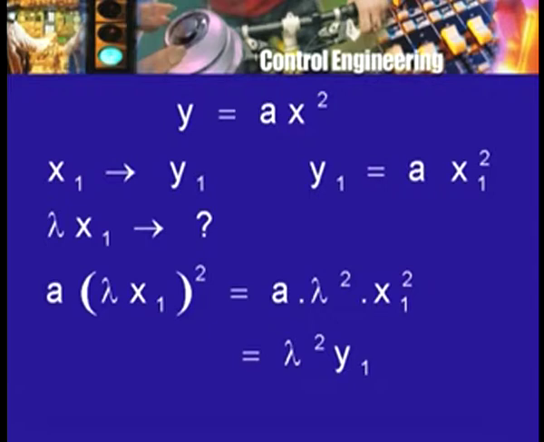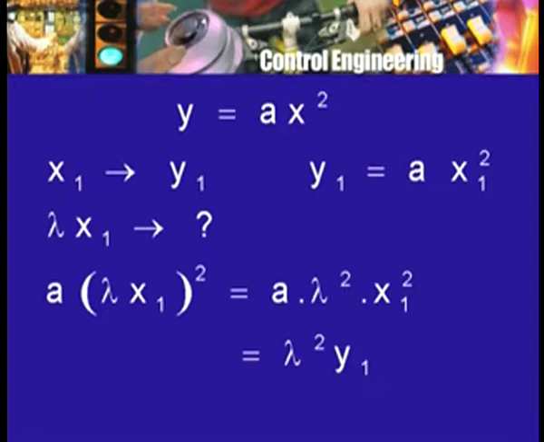Is this equation linear? Is it additive? Is it homogeneous? Now, one can quite easily verify that it is not so. For example, homogeneity. So, x1 produces y1, where y1 is therefore ax1 squared. What is the output for lambda x1? Lambda x1 produces a times lambda x1 whole squared, but this is a times lambda squared x1 squared, or it is lambda squared times y1. So, scale the input by lambda, the output is scaled not by lambda but by lambda squared. So, the system is not homogeneous, or the equation is not homogeneous.